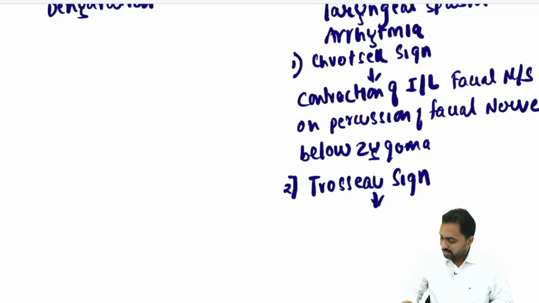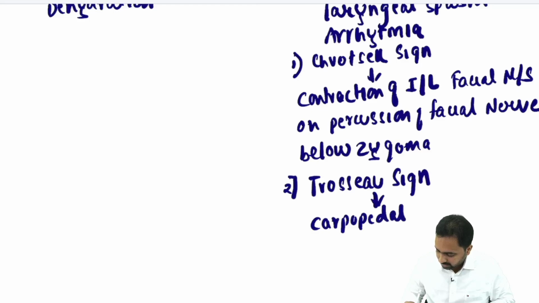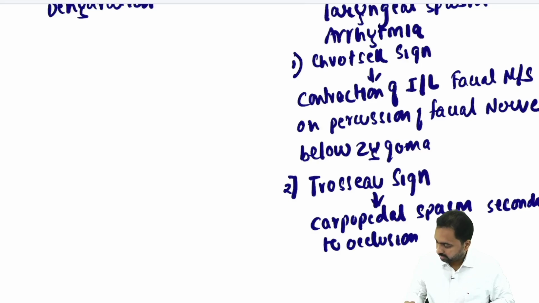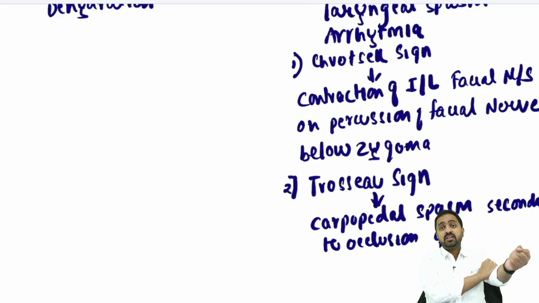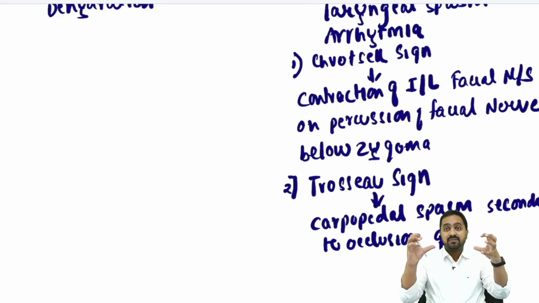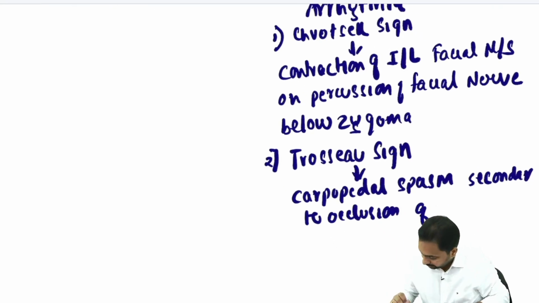The next sign to be discussed is the Trousseau sign. What happens over here is carpopedal spasm secondary to occlusion of the arm. So if we use a sphygmomanometer and occlude the arm over here, we will find that there would be a carpopedal spasm.